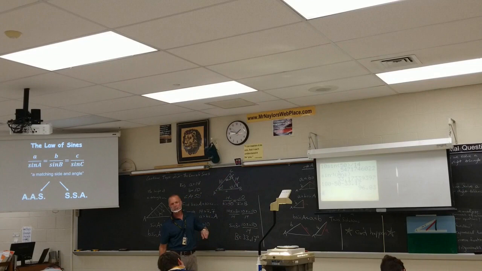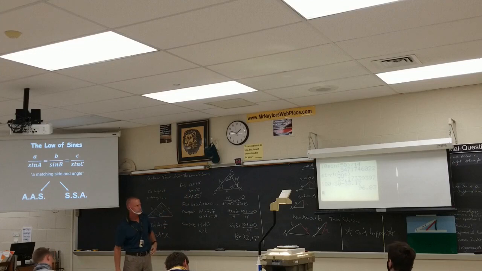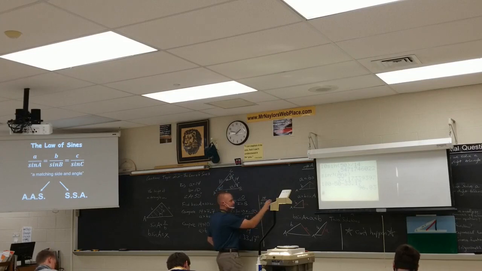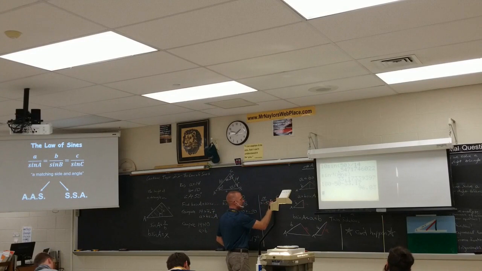Don't say Pythagorean theorem. Don't say Pythagorean theorem, ouch, right? It's not a right triangle. But you can set up the law of sines. I'll say again, if you want to do it that way, 14 over the sine of 50, c over the sine of 96.83.